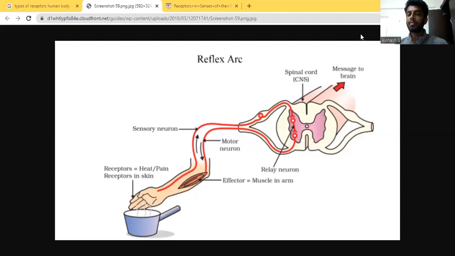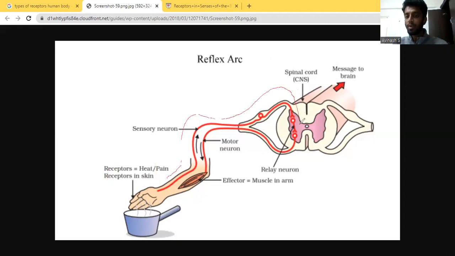So this is the diagram of the reflex arc that is given in the textbook. So basically the same thing that we saw in the previous presentation also. So what happens is, for example, when you touch something that is very hot, the signal is taken from the receptors in the skin. So receptors in the skin will take in the information like heat or pain, and they will transport it to the sensory neuron.